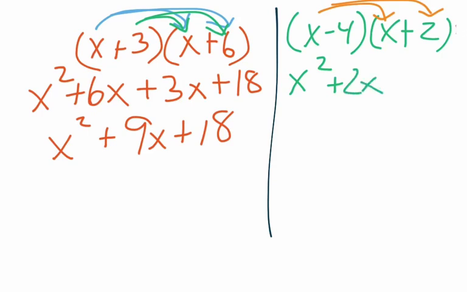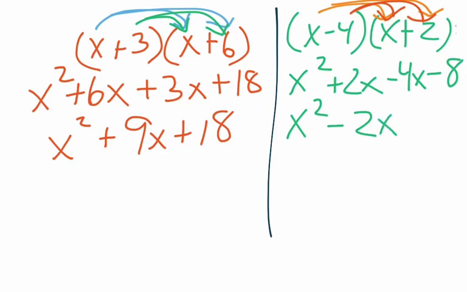And then we'll multiply the negative 4, so we're going to distribute the negative 4 times x, and negative 4 times 2. Negative 4 times x is negative 4x, and negative 4 times 2 is negative 8. And as happened in the other example, and what happens most of the time, not 100% of the time, but the vast majority of the time, you can actually combine these two middle terms. So I have positive 2x minus 4x, and that will give me negative 2x.